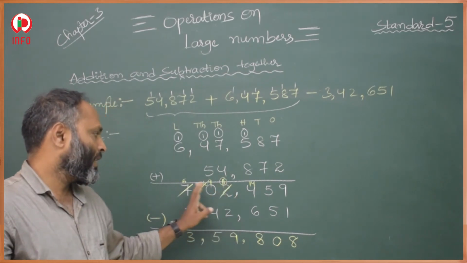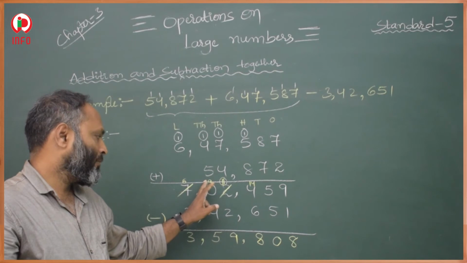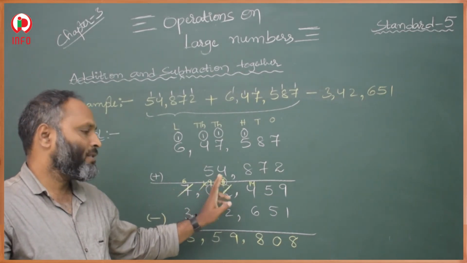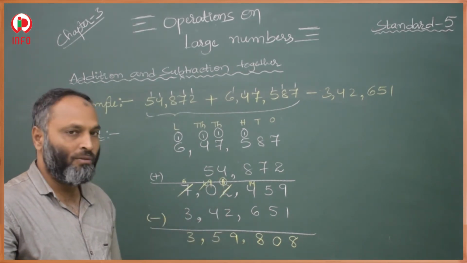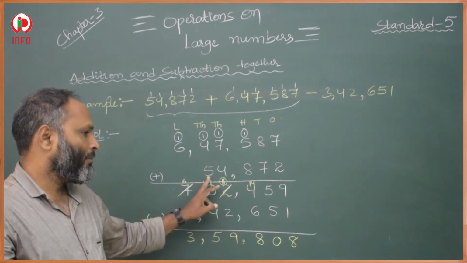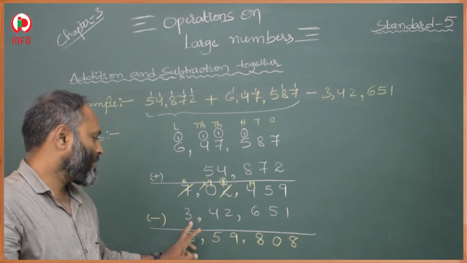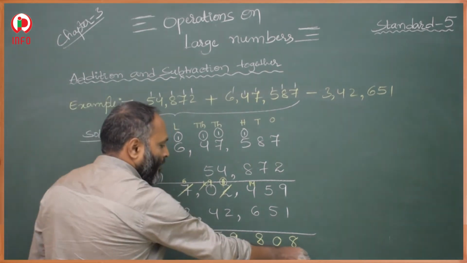1 is lesser, again we should take borrow from here. From here to here 10, and from this again 10 becomes 9. So from here this becomes 11. Now it is bigger. 11 minus 2 is 9, and 9 minus 4 is 5, and 6 minus 3 is 3. This is our final answer.